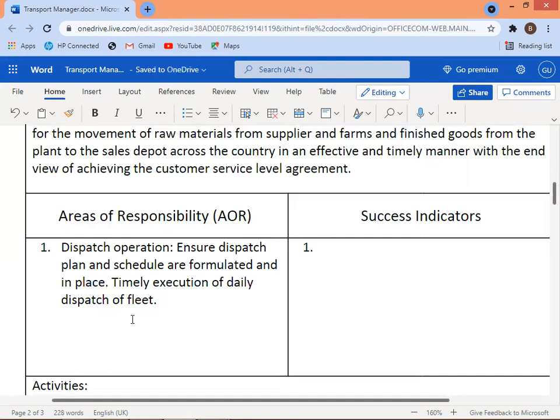Okay, what are the resources that you need for the dispatch operation? Before anything else, I'd like to put an underline and make it bold. So you need resources, right? So I would say ensure availability. Availability of what? More or less, you know already, right? Availability of fleet units.